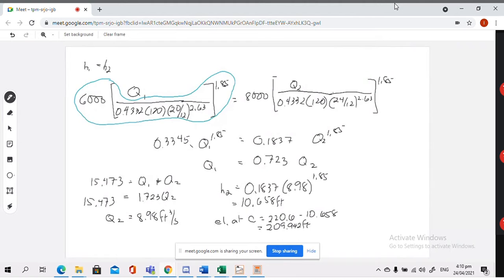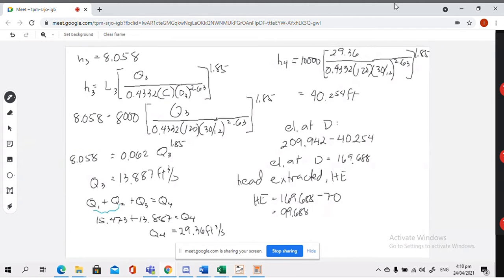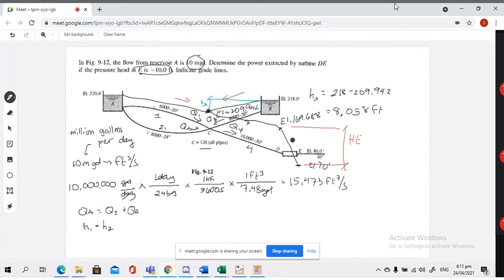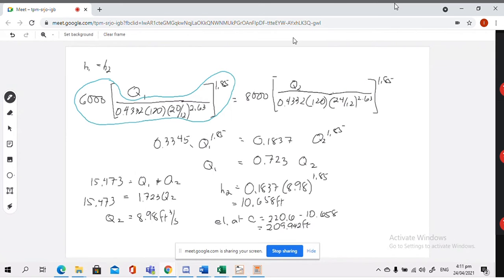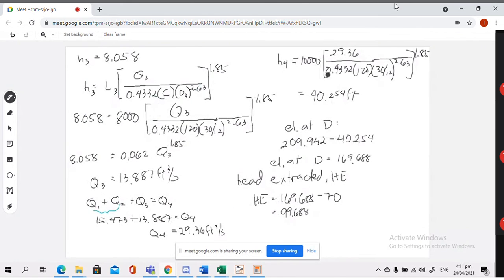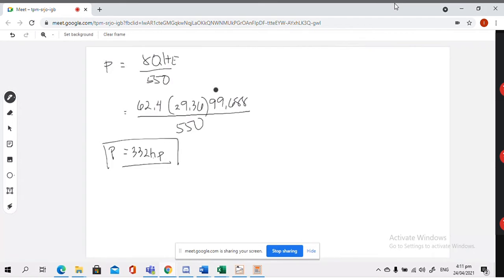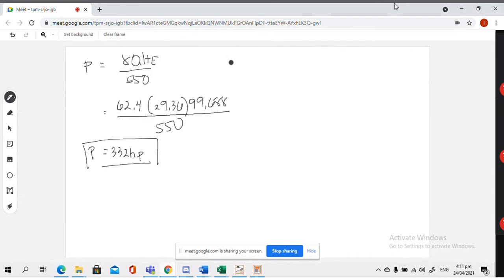Why is 29.36 the Q used? Because it is the Q that passes through this turbine. Remember, it is Q4, right? It passes through there. So you use Q4. So the unit weight of water, then head extracted, then over 550 for English to change that to horsepower. So, any question regarding this?